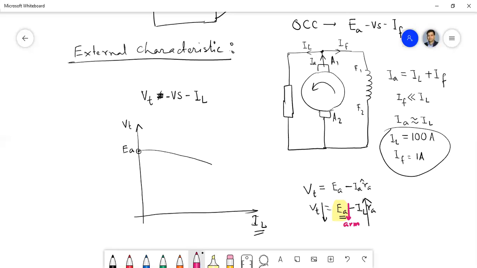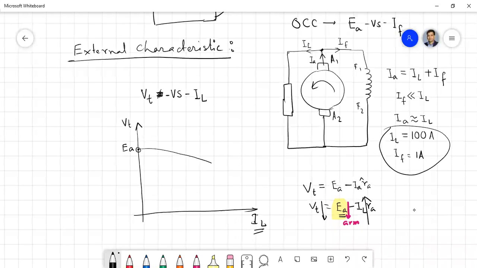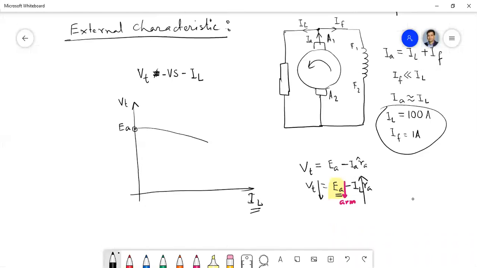Not only that, due to that the field current will also vary, because the field current also depends on this EA. Are you getting my point? So therefore the characteristic is not a straight line. If that armature reaction was not there, then it could be a straight line. But due to this armature reaction, the drooping characteristic becomes non-linear, because there are a few interdependent things.